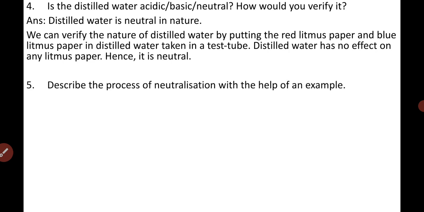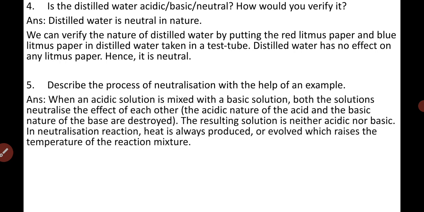Next question: describe the process of neutralization with the help of an example. What is neutralization? Neutralization is the reaction between acids and bases to produce salt and water. You have to describe the process of neutralization with the help of an example, remember. So here is the answer.